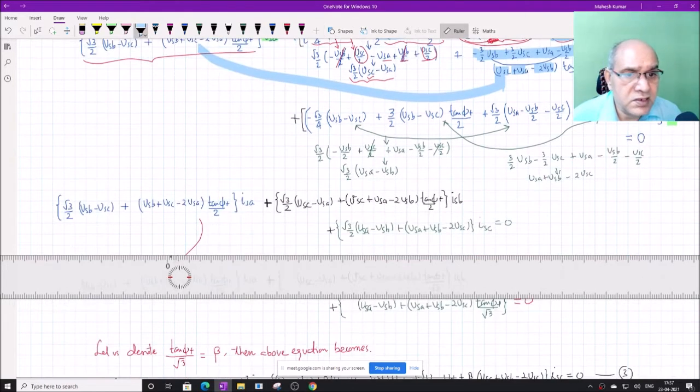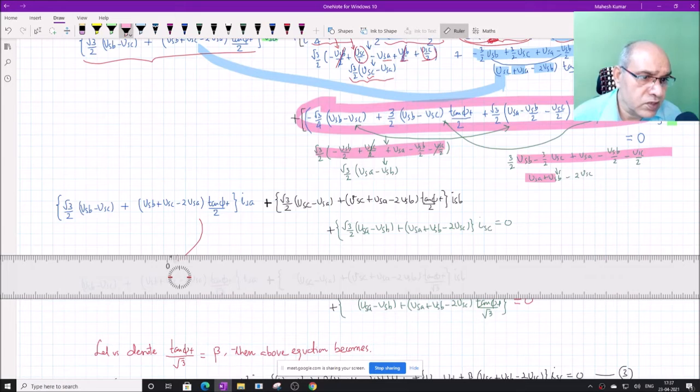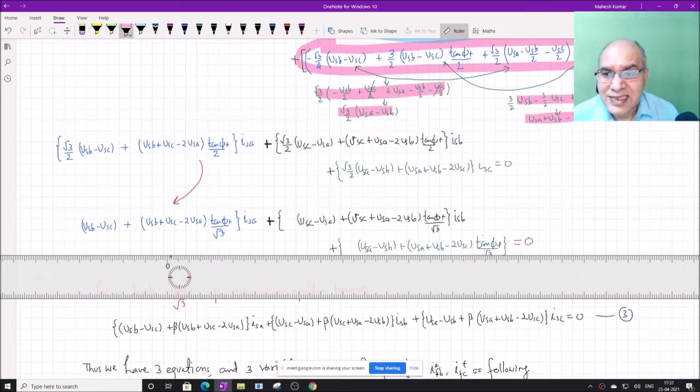And similarly, the third term, if you take here and simplify them, you can see this is without tan phi plus, this is with tan phi plus, and this becomes this term, and this becomes this term. So we have finally this expression. The coefficient of ISA is this one: root 3 by 2 BSB minus BSC plus BSB plus BSC minus 2 BSA into tan phi plus by 2.